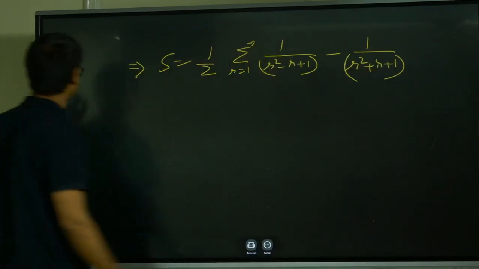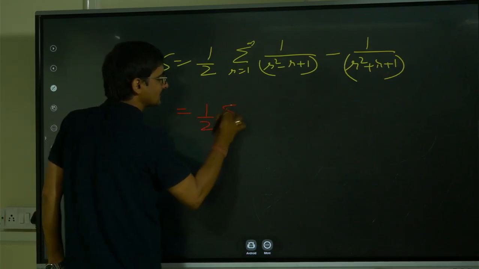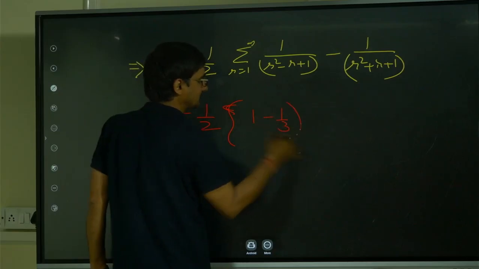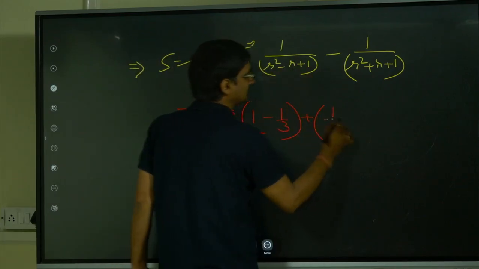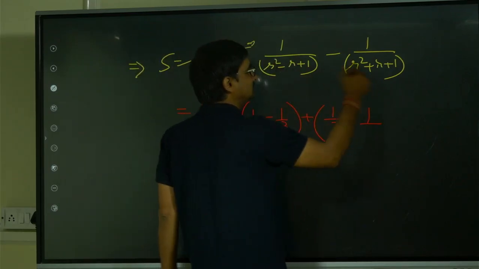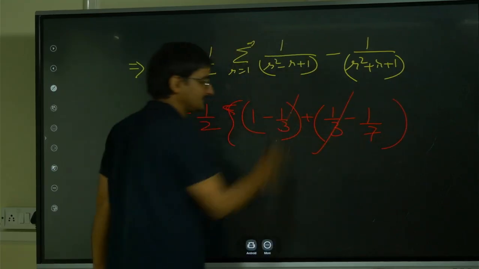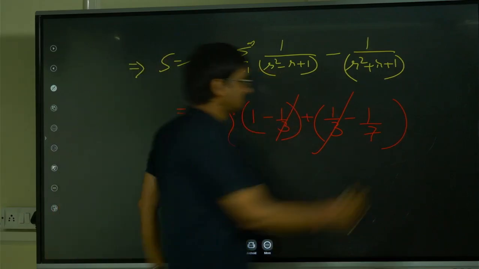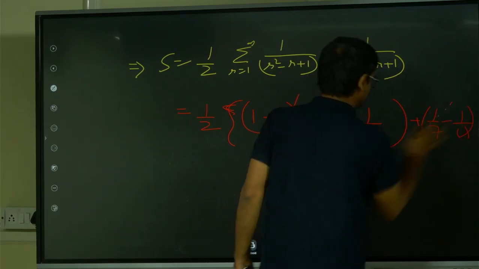Now, are they consecutive or not? For that you need to check by putting a few values of r. Put r as 1, so it is 1 minus 1 by 3, plus put r as 2, so 1 by 3 minus 1 by 7. See, we got it. One more, put r as 3, that's 1 by 7.